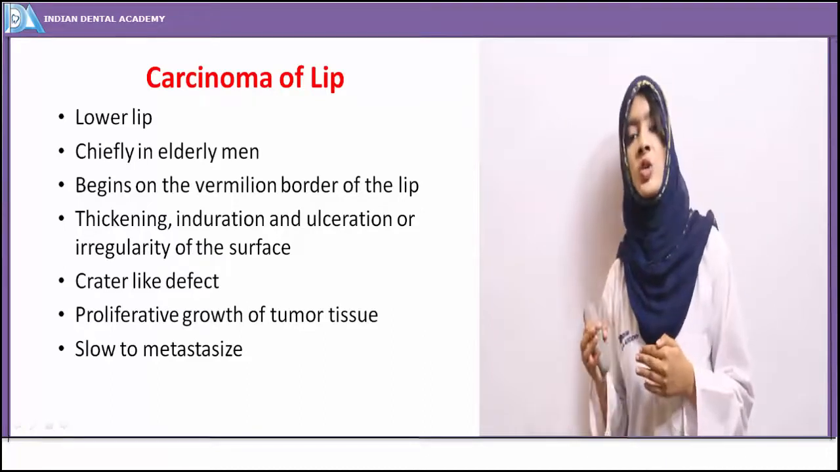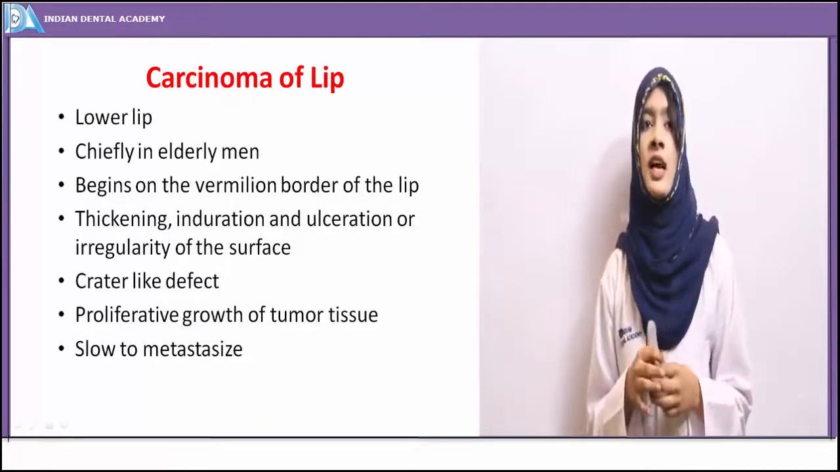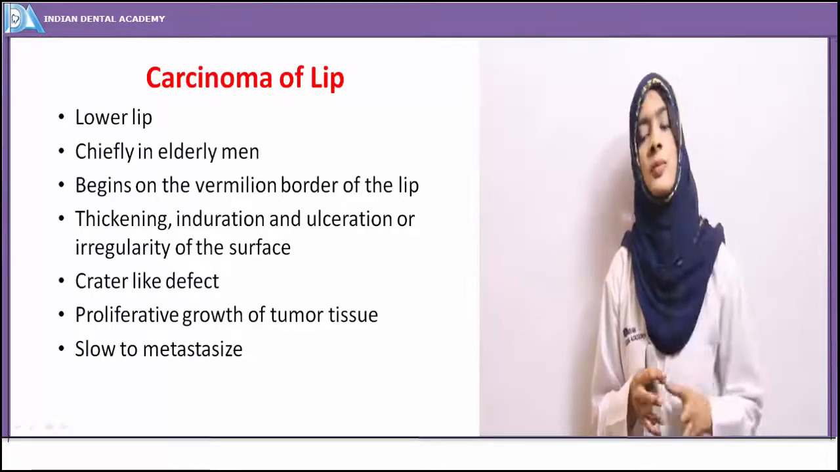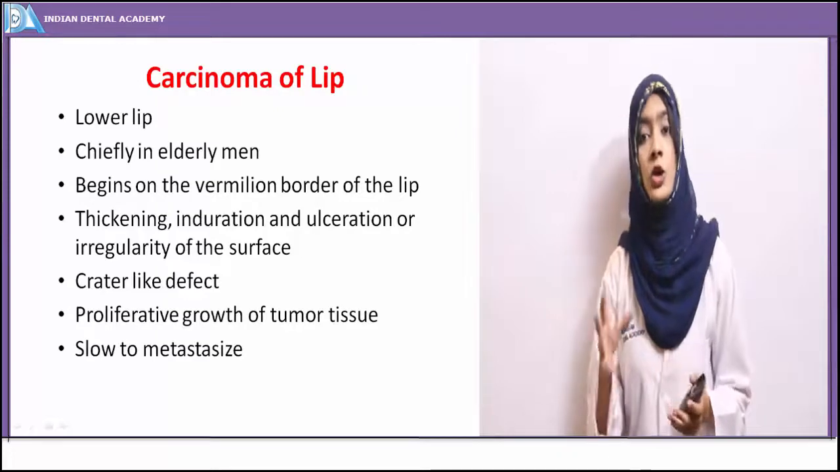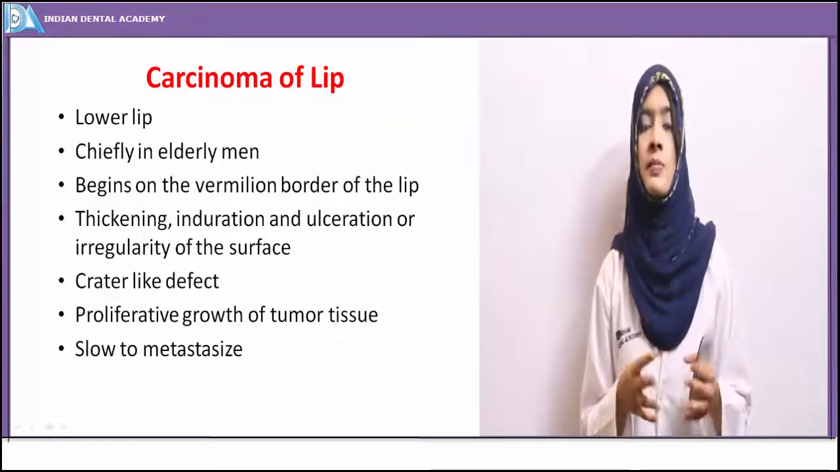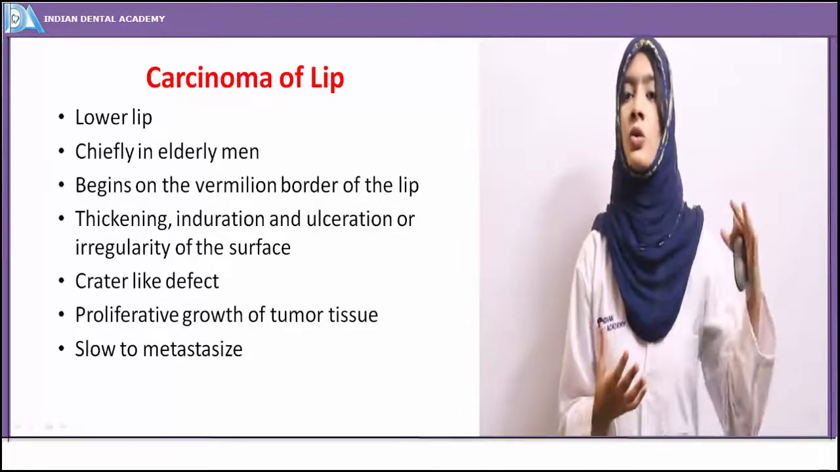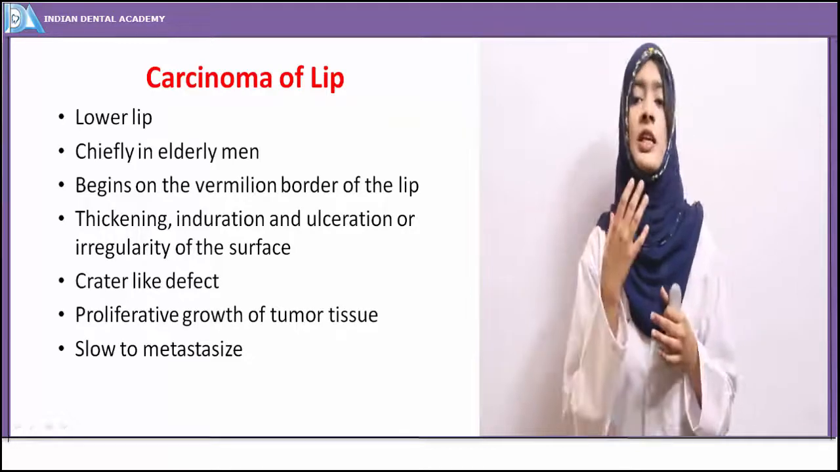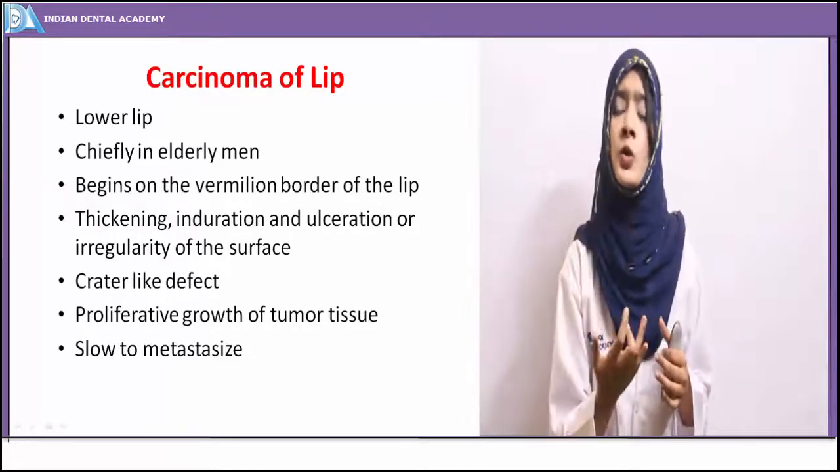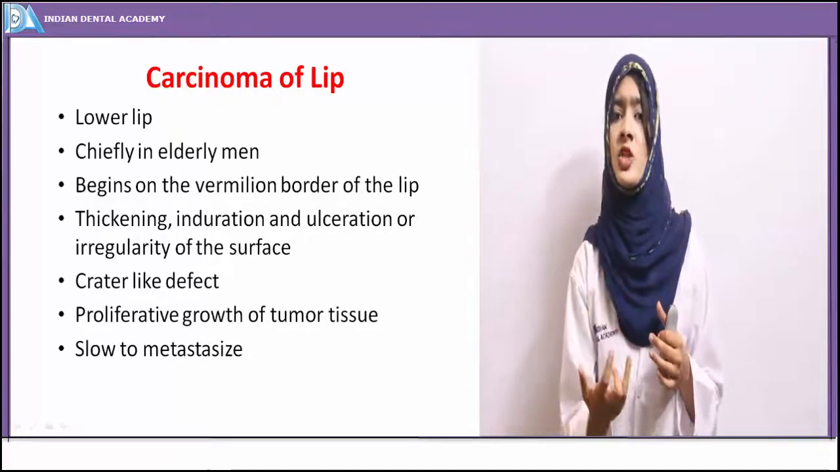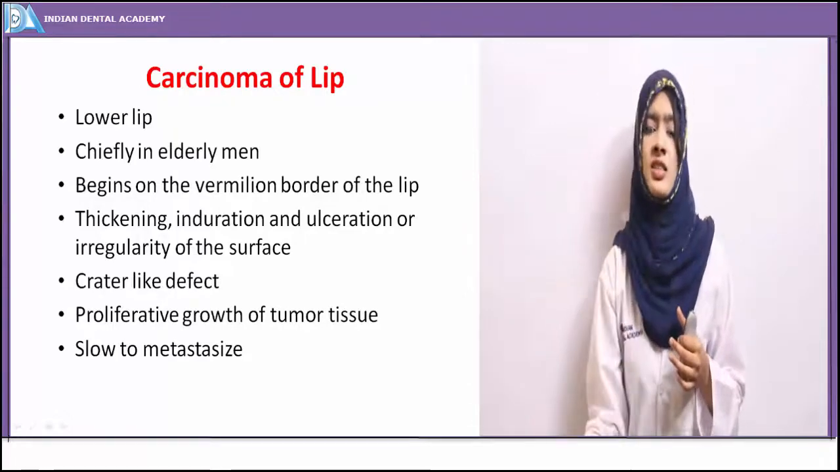Okay, the carcinoma of lip. The squamous cell carcinoma, when it is involving the lip, is more commonly seen in elderly males, and more commonly in the lower lip. What happens is males are the ones who work outside or outdoors for longer periods of time. The lower lip is constantly being exposed to sun, so it's more prone to develop this squamous cell carcinoma because of the etiologic factor, that is the sun exposure.